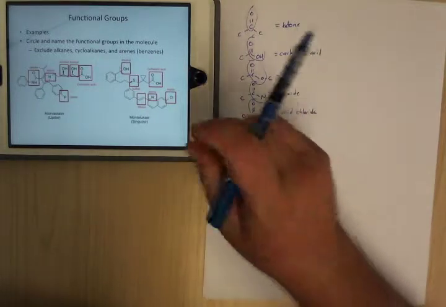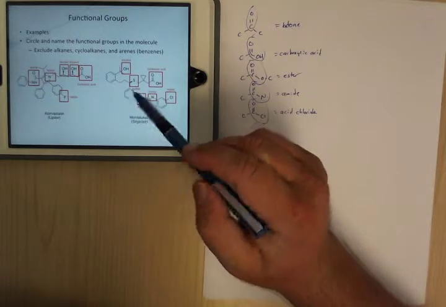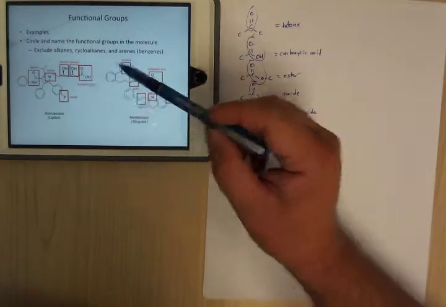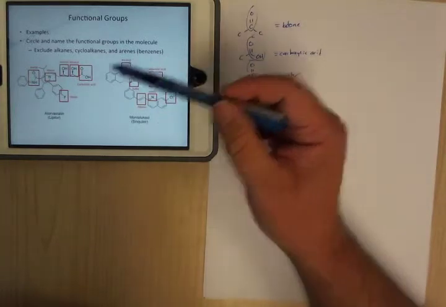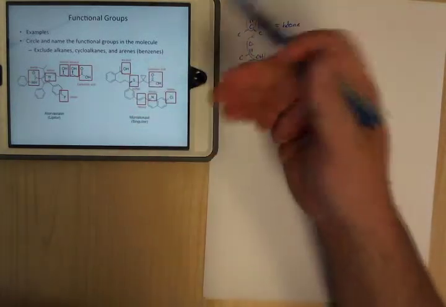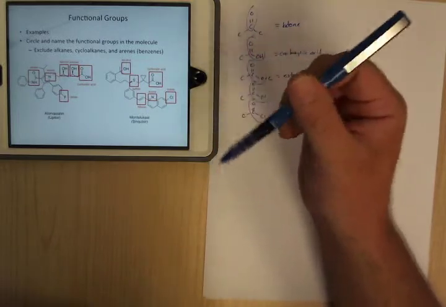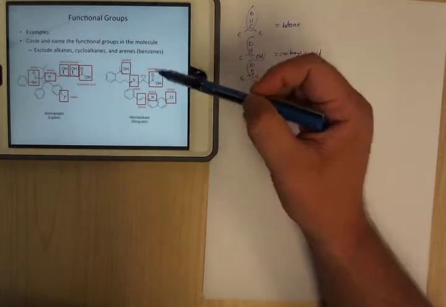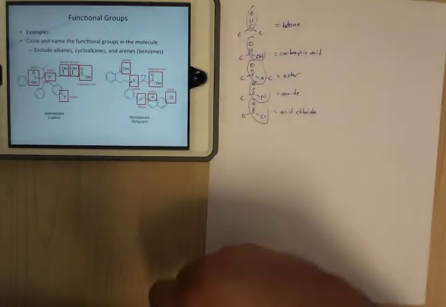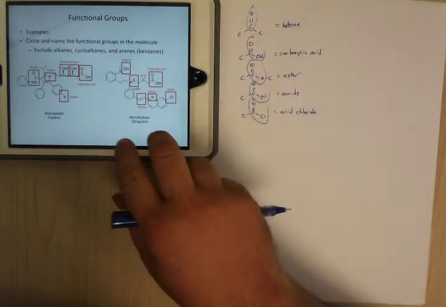What I want you guys to be able to do is we're going to need to know these, because these are going to be the groups that we use throughout the year. But also, it's always kind of fun to look at the packaging if you get a pharmaceutical drug from the pharmacy. Sometimes they have these structures in there. It's kind of interesting to see the type of functional groups that are in there.